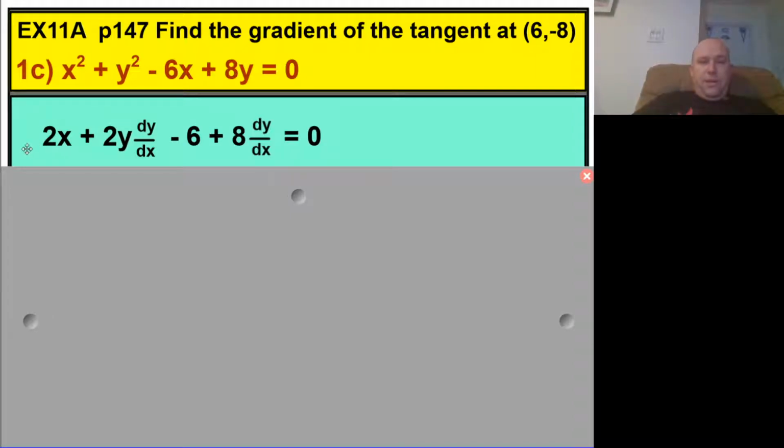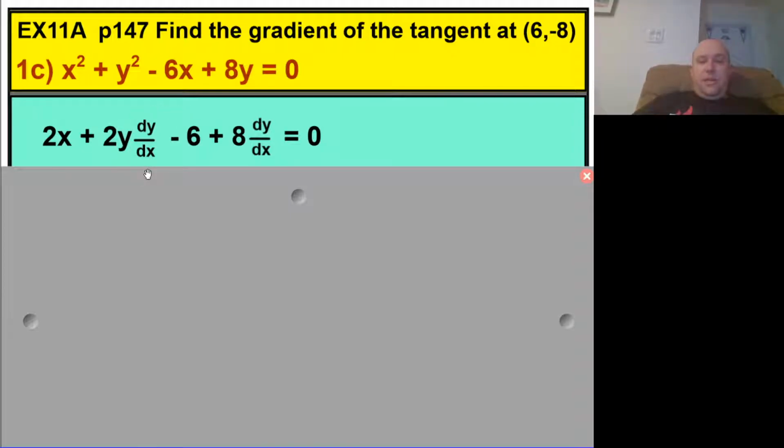So differential of x squared, 2x. Differential of y squared is 2y, but as it's a y, I'm going to put dy by dx. Differential of negative 6x is negative 6. Differential of 8y is 8, but as it has a y, I have to put dy by dx. Differential of 0 is just 0. Now, very different from the last question.